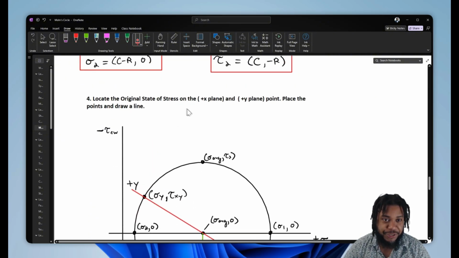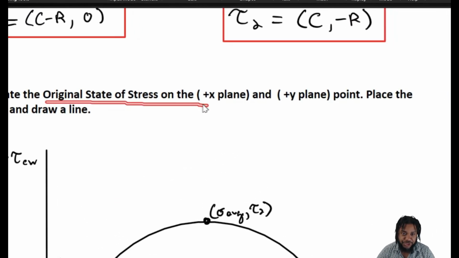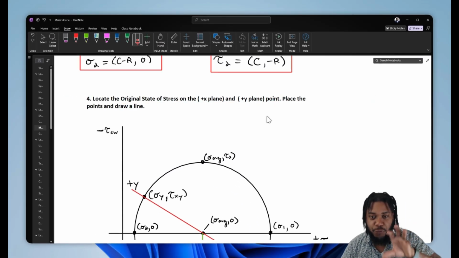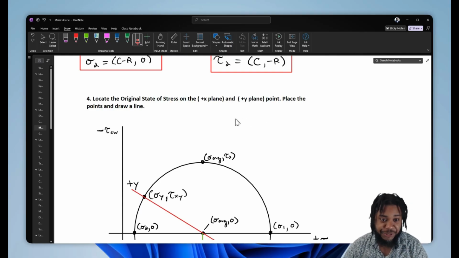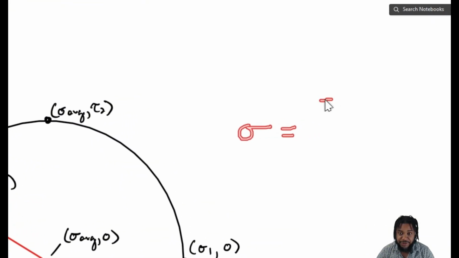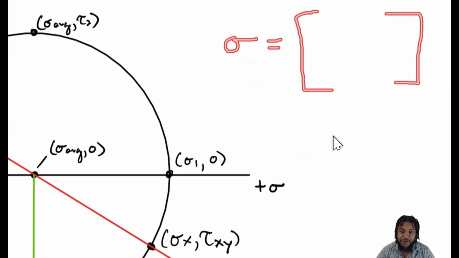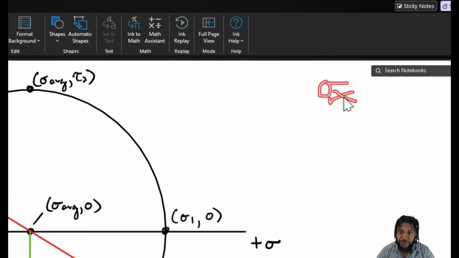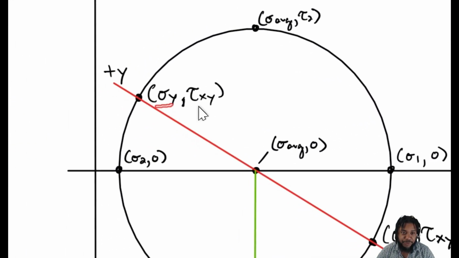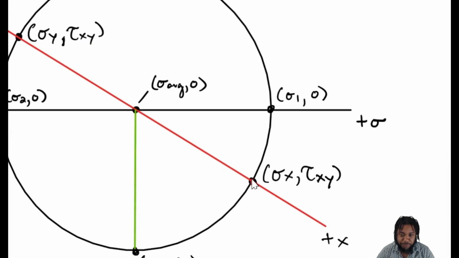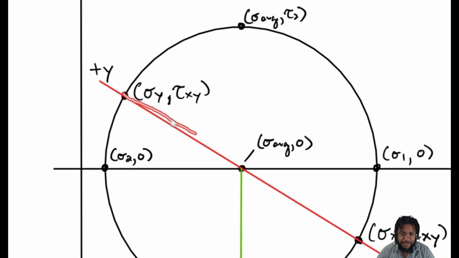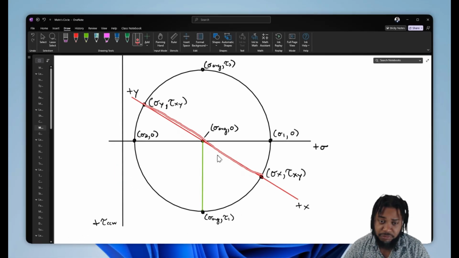This is probably the harder thing to do, which is locating the original state of stress. What line gives us the plus x and plus y plane of our original state of stress? We need to find that location. In order to do that, we're going to take our 2D stress tensor and look for the values of sigma x and tau xy. We're going to look for the values of sigma y and tau xy, plot those points where they exist on Mohr's circle, and then draw a line that connects those points. That's all we're going to do.